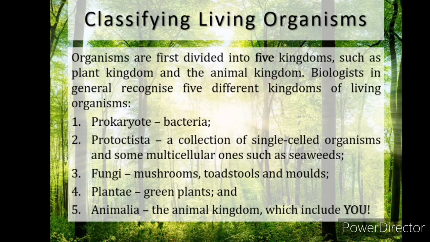Organisms are first divided into 5 kingdoms, such as the plant kingdom and the animal kingdom. Biologists in general recognize 5 different kingdoms of living organisms. We have the prokaryote or the bacteria, the protoctista, a collection of single-celled organisms and some multicellular ones such as seaweeds, fungi, the mushroom, toadstools and molds, plantae or the green plants, and the animalia or the animal kingdom, which includes us.